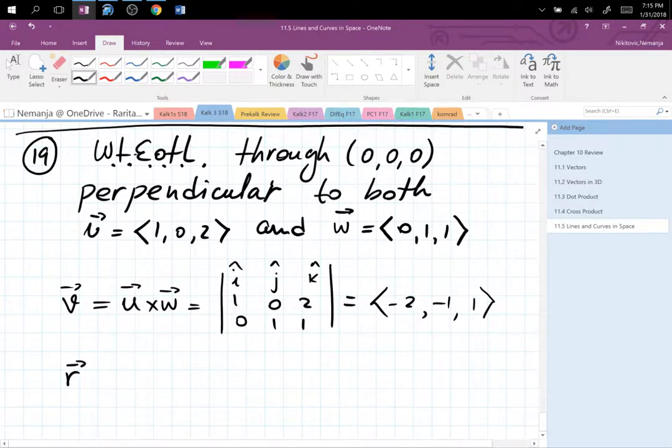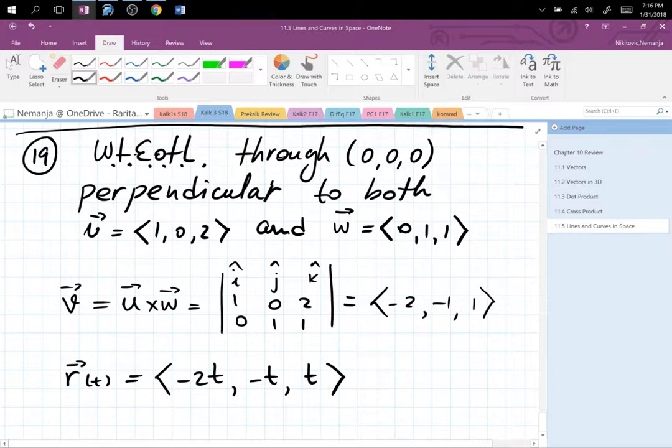And then you set up your line equation. So you have negative 2t plus 0, negative t, and t. They're all plus 0 because it goes through 0, 0, 0. Good question. Done. This is what it takes to do the problem in calculus.